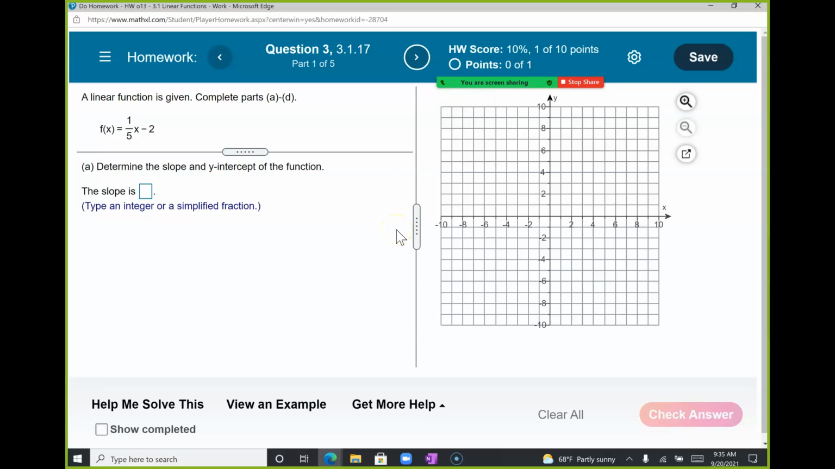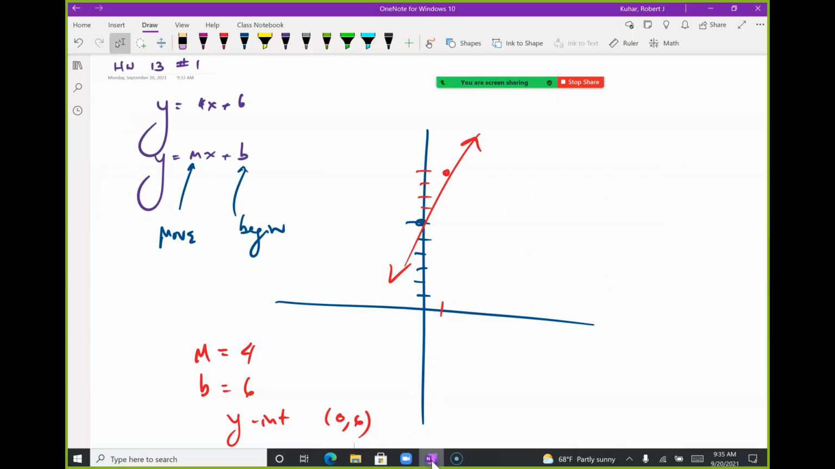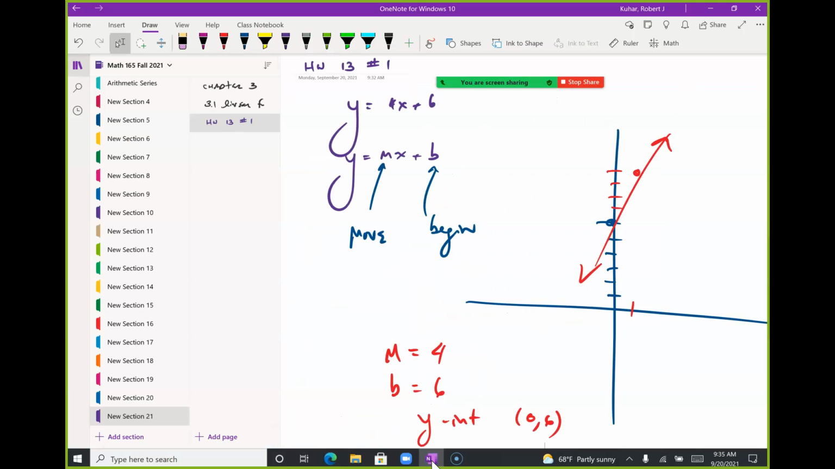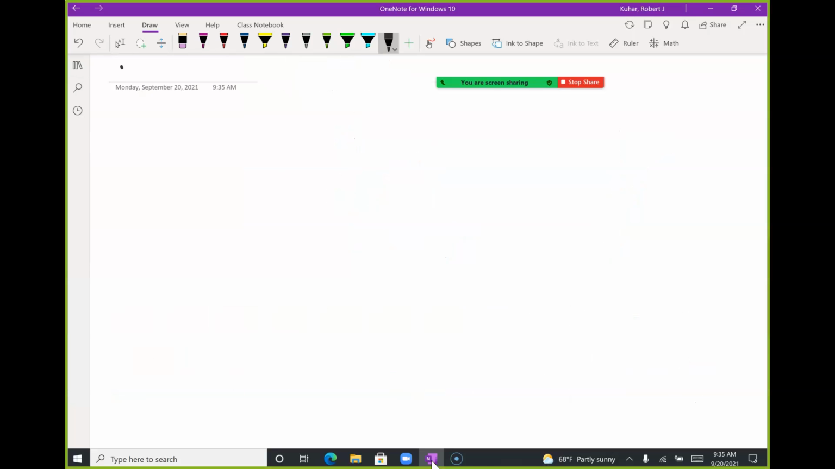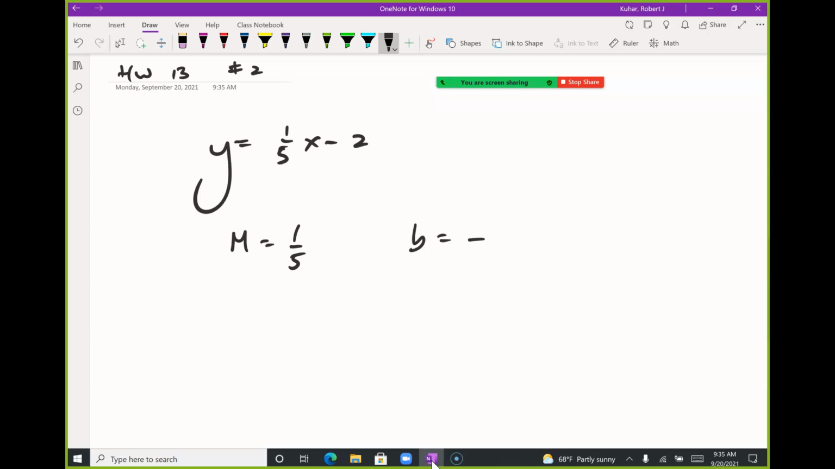Let's do this one. Y equals 1/5 x minus 2. Yeah, so the slope is 1/5. I think the most important thing we do is the graphing, right? So this is homework 13, number 2. Y equals 1/5 x minus 2. And so m is 1/5. The b value is -2.